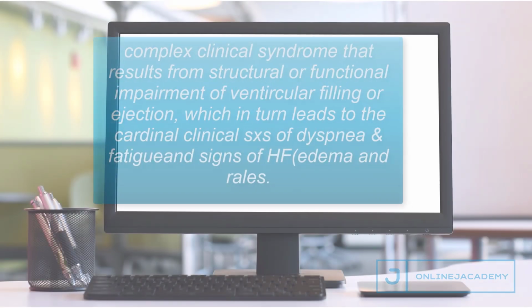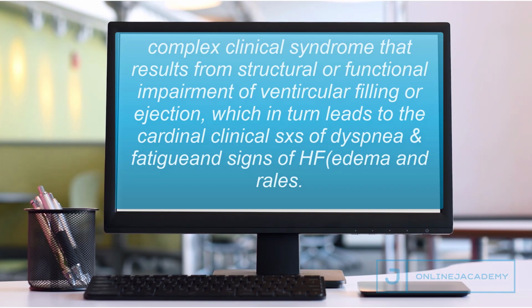Of course, there are a lot of definitions out there, but I'll just give you a long definition and then here I'll just present a short definition, right? So it's defined as a complex clinical syndrome that results from structural or functional impairment of ventricular filling or ejection of blood, which in turn leads to the cardinal clinical symptoms of dyspnea, fatigue, and signs of symptoms, namely edema and rales. So this is a very long definition, and I'm sorry I said ejection of blood. I'm just saying ejection fraction because it's what we're going to talk about soon.